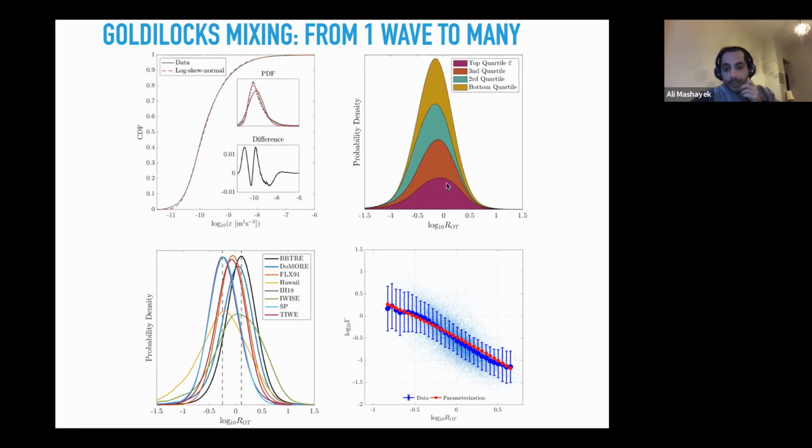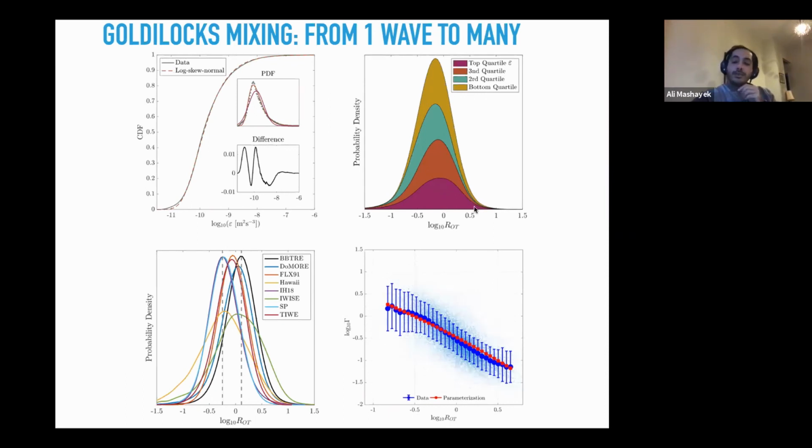And if you look at it more carefully, if you put all that data together and plot the PDF, but then do it for different quartiles of epsilon, you see that as you go to higher and higher values of epsilon, this is the top quartile of epsilon, the peak gets closer to log 10 being 0, meaning that ROT is around 1. So that again emphasizes what I said for a much larger database, that for the most energetic turbulent events, you have the Goldilocks mixing. And we know that for that, we have a parameterization that works perfectly well.